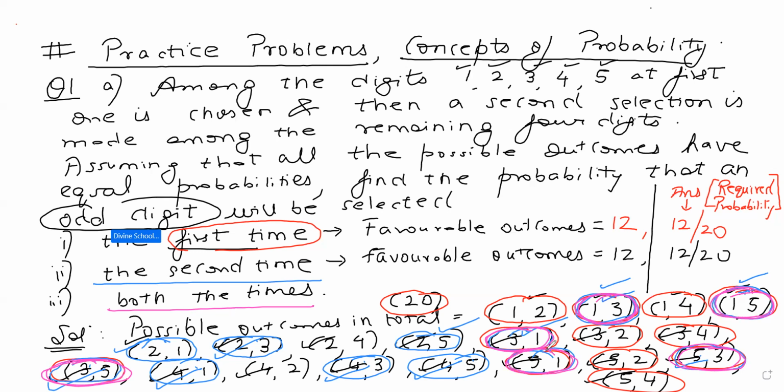That means my answer for the last part is, first of all, I can write that my favorable outcomes for the last part are 6, and my required probability is 6 by 10. So these are my answers for question number 1, part A. Okay, so I hope that all students have understood this. Let's now look at part B to this problem. So question 1, part B.